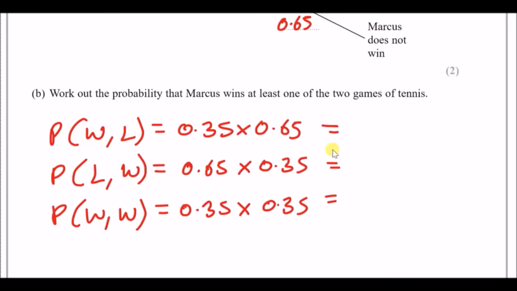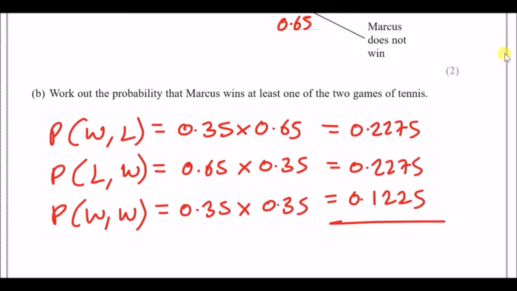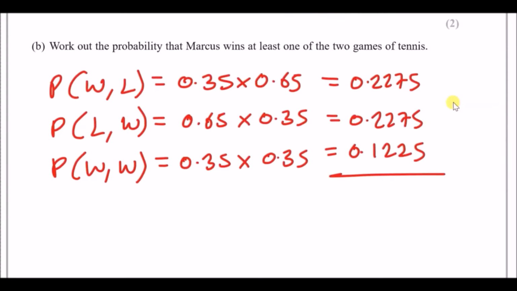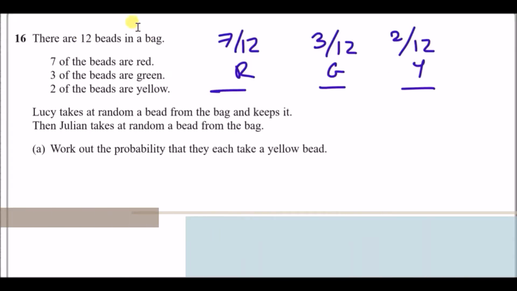So let's do it. So 0.35 times 0.65, that'll give you 0.2275. So you do that again here. And then last one, 0.35 times itself will be 0.1225. And then that means the total probability. So any of these 3 options can happen. So you have to add them up. So plus 0.2275 times 2. So that means the total probability of him winning at least game would be 0.5775. Yeah.